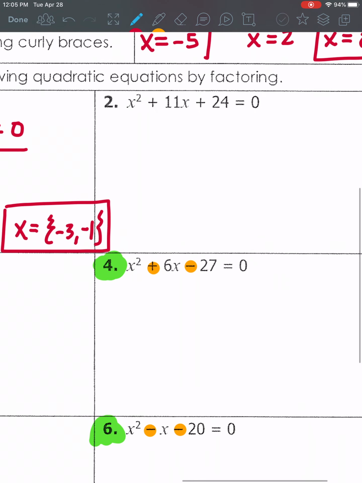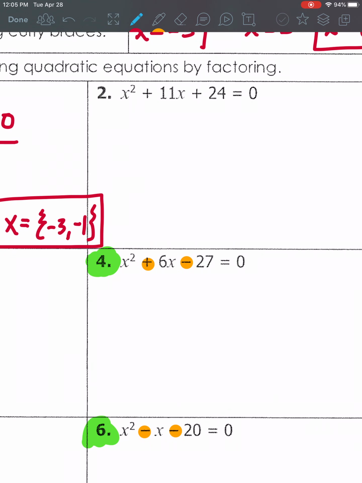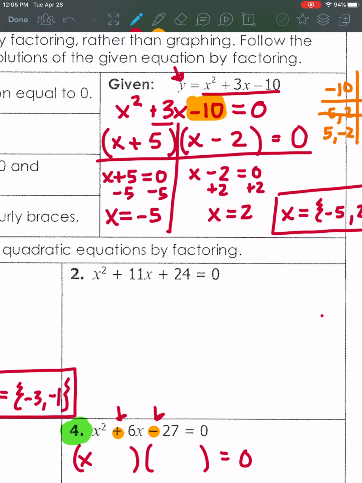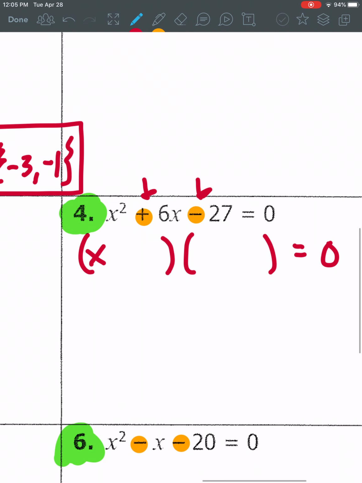Next example. Again, already set equal to 0, so we just have to factor. Now, this example, our c value is negative. All right, our middle value is positive. So this is kind of like that first example we did up here. We know one has to be plus, one has to be minus. That way, when we multiply the last terms, we can get a negative.